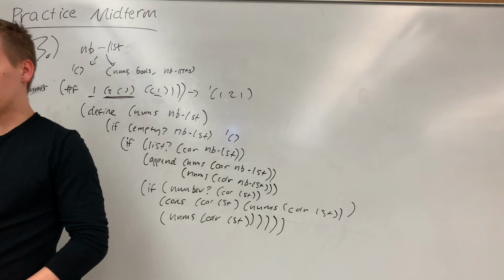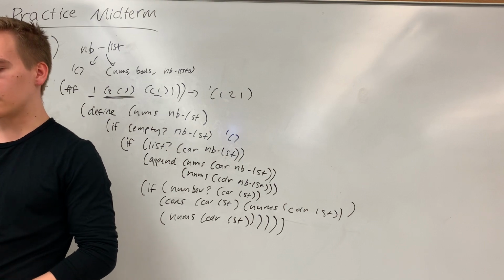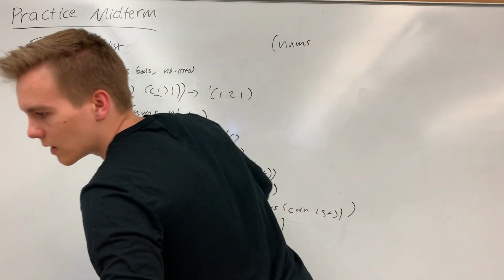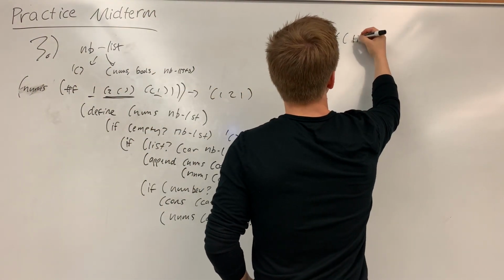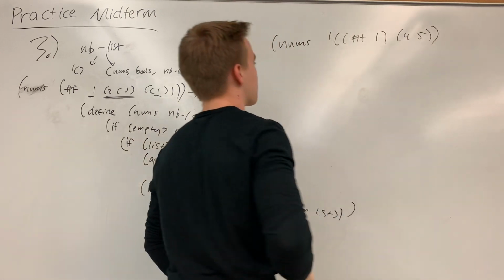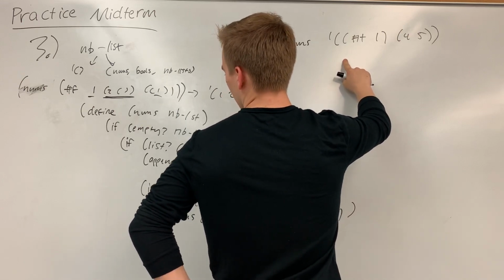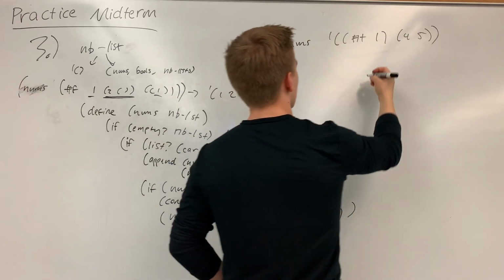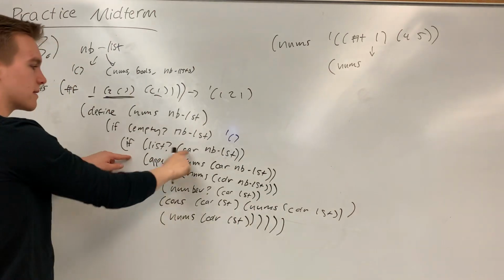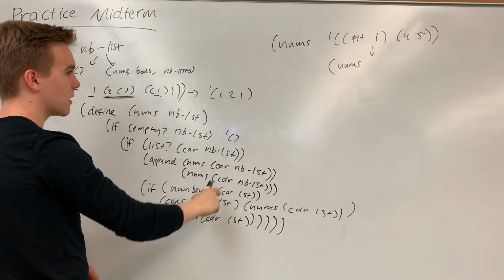3b asks me to draw a tree of recursive calls without return values for my procedure from part 3a when I evaluate this funky example they have of nums list true 1 and then 4, 5. Okay, so all I have to do is remember what I coded over here. I said if my entire list is empty, return empty list. It's not yet, so this is going to call nums on, well, let's see, is the car of the list a list? It is, so it's going to run append on nums on the car and nums on the cdr.